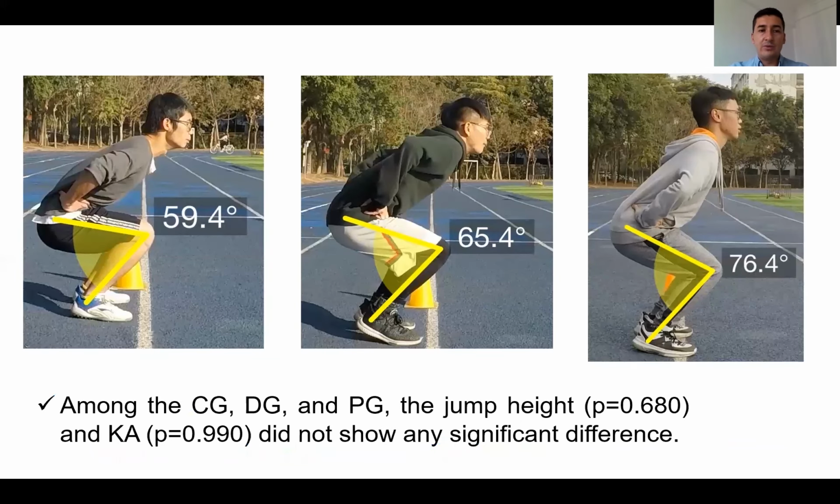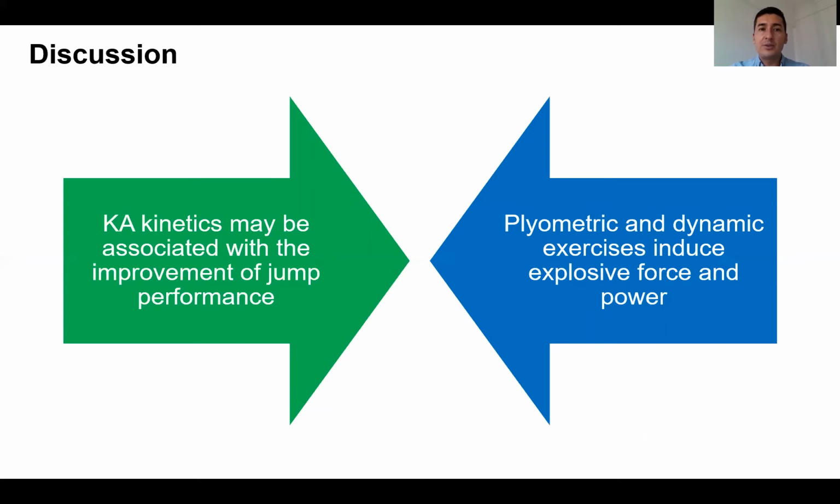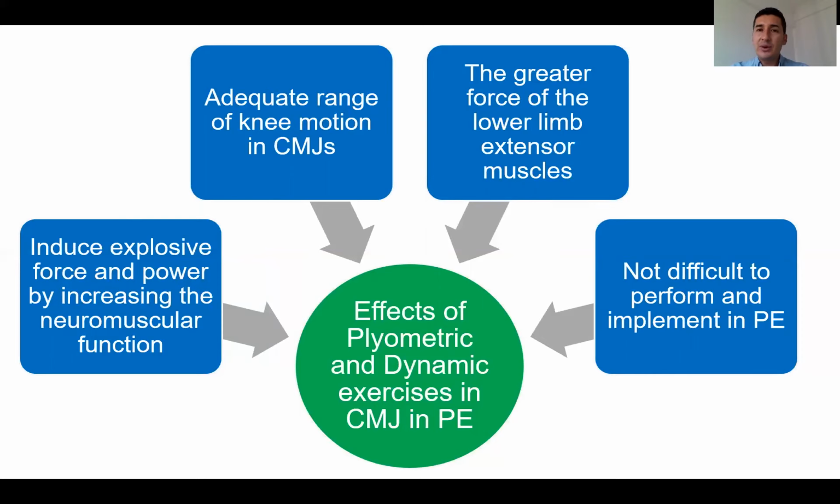So in the discussion, we can say the knee angles may be associated with improvement of the jump performance. This plyometric and dynamic exercise will induce explosive force and power. Related to the effects of plyometric and dynamic exercise in countermovement jumping in PE, we found that this will induce explosive force and power, increasing the neuromuscular function and adequate range of knee motion through the video analysis, and the greater force of the lower limb extensor muscles will contribute to better countermovement jump performance.